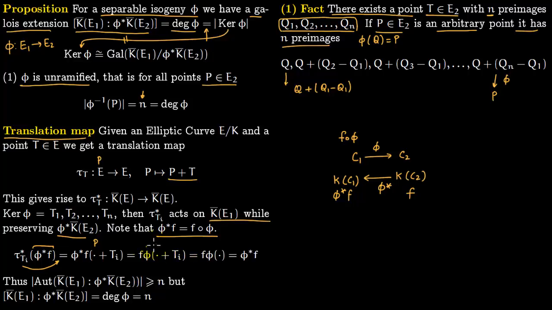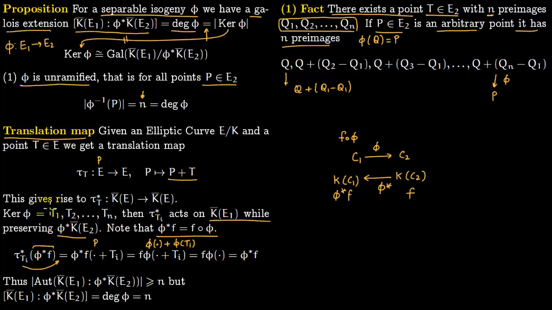So obviously this will become phi of point plus phi of ti, but this ti is in the kernel, as you can see, so you can just drop it, because you just add it to this point. You just get phi of our point. So you get f of phi of dot. Now you rewrite this as phi star of f.